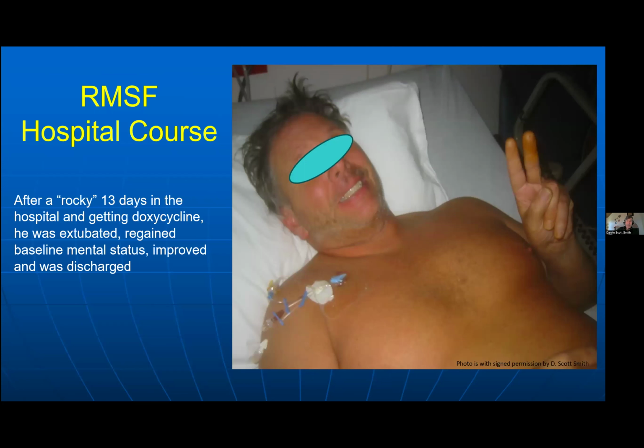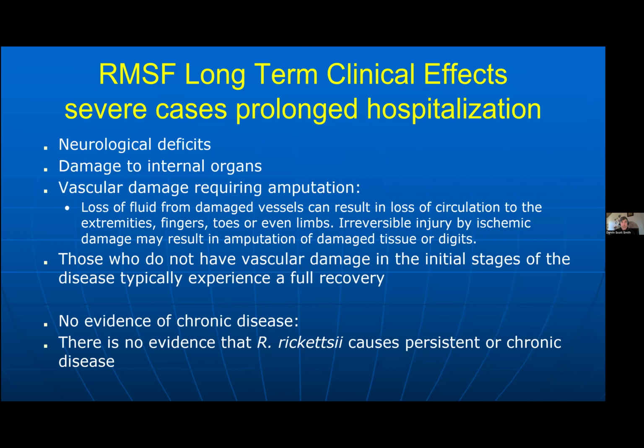Luckily, after a rocky course, almost 2 weeks in the hospital, he did receive doxycycline. He was extubated. He regained baseline mental status, and he improved and was discharged. Here he is giving the victory sign and finally making it through a very difficult course of hospitalization.